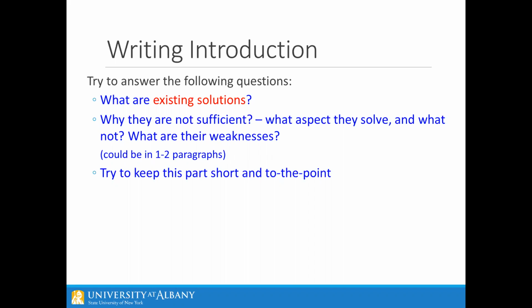And here what you want to do is, you just want to give a gist of the existing work: existing work, they do this, but they have this limitation, they have this weakness, which we are trying to solve through the proposed method. So try to keep this part short and to the point, and we can use a phrase like this, and for that we will go to the next slide.